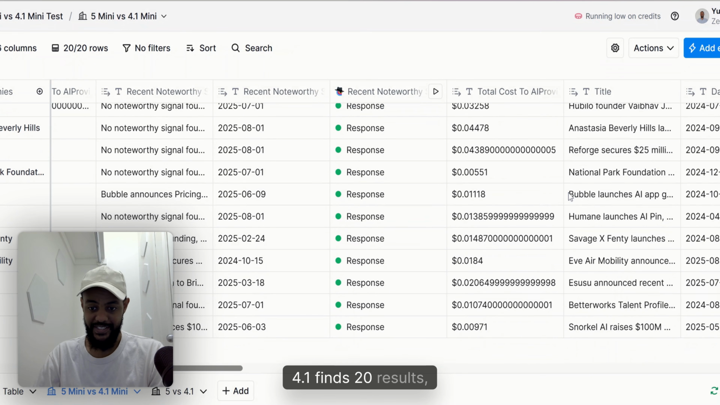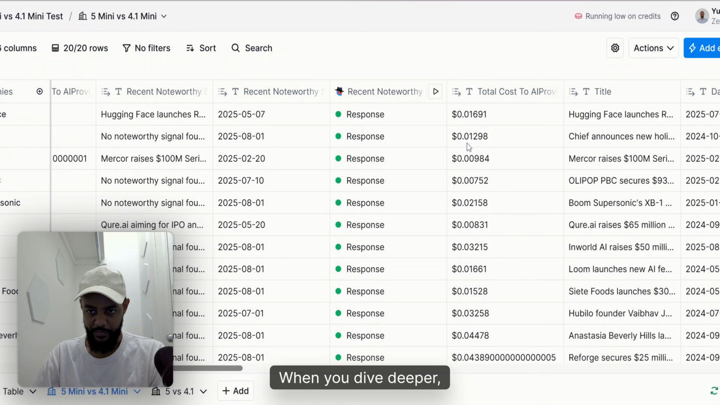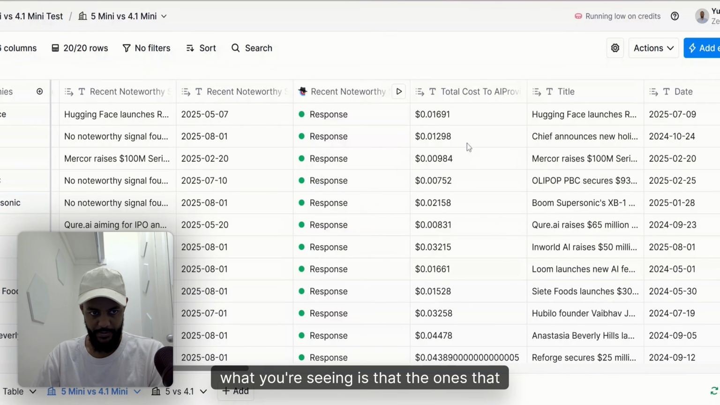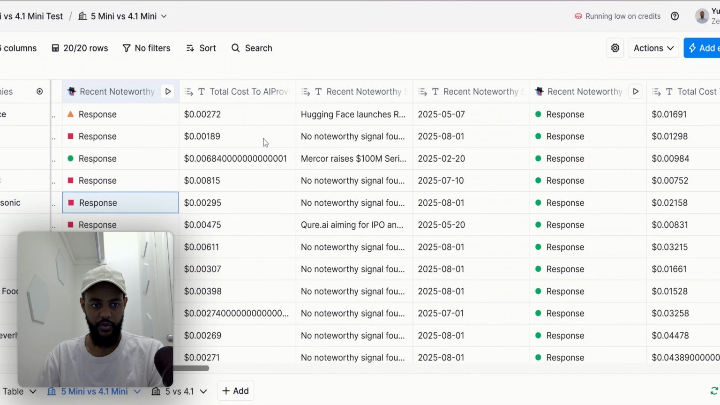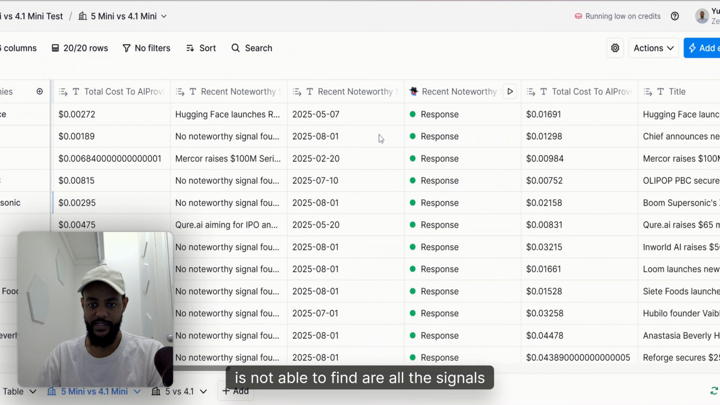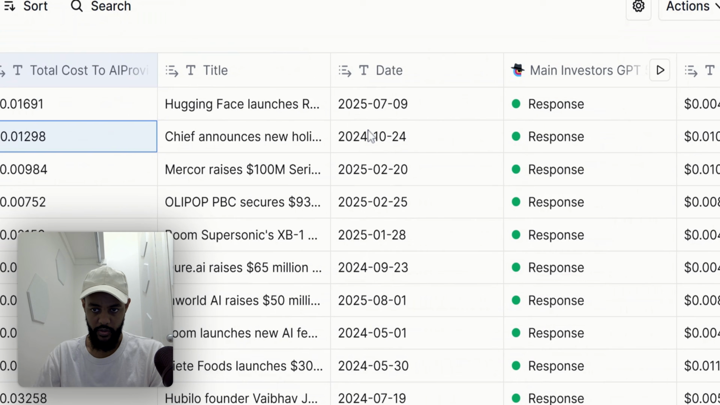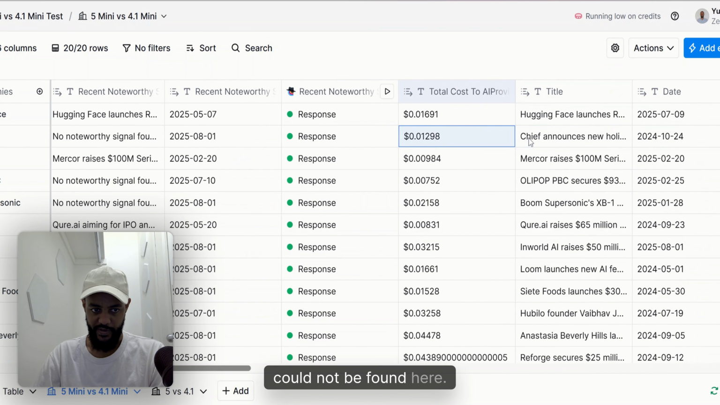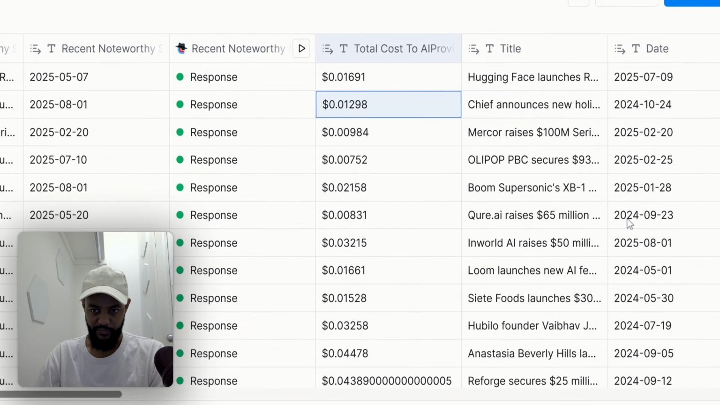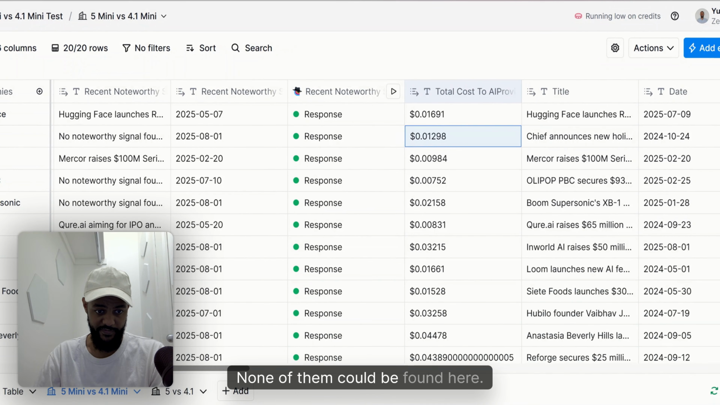4.1 finds 20 results, 20 for 20, not a single failure. When you dive deeper, what you're seeing is that the ones that 5 Mini is not able to find are all the signals that are in 2024, which is interesting, right? This is in 2024, could not be found here. This is a 2020. This is the only exception. Sorry, this is a 2024 result, as is this one. As is this one. None of them could be found here.